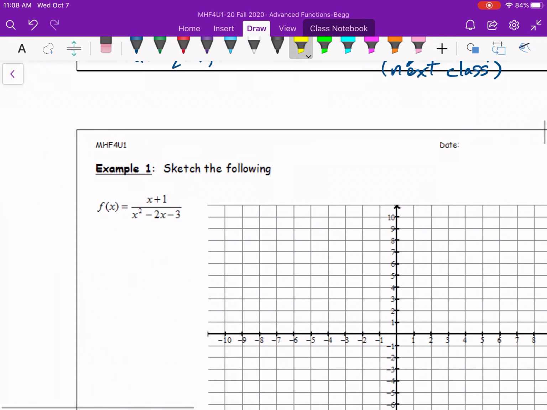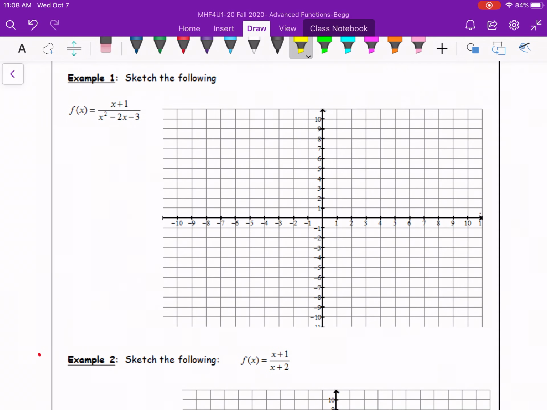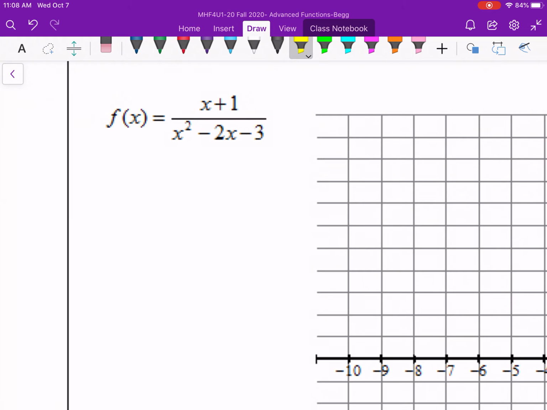Okay, so this is how to quickly sketch, and hopefully you can see that we can do it quickly when we understand what to look for. We've got 4 examples. So we want to sketch f of x equals x plus 1 over x squared minus 2x minus 3. The first thing we should always do if it's not factored is factor it. So we need to factor the bottom. 2 things that multiply to give negative 3 and add to give negative 2 are negative 3 and positive 1. So those are my factors.